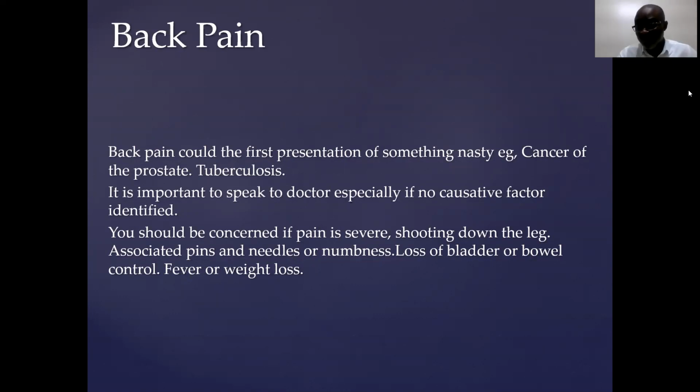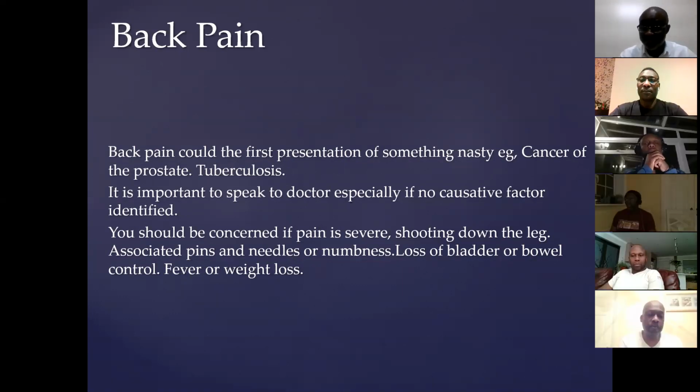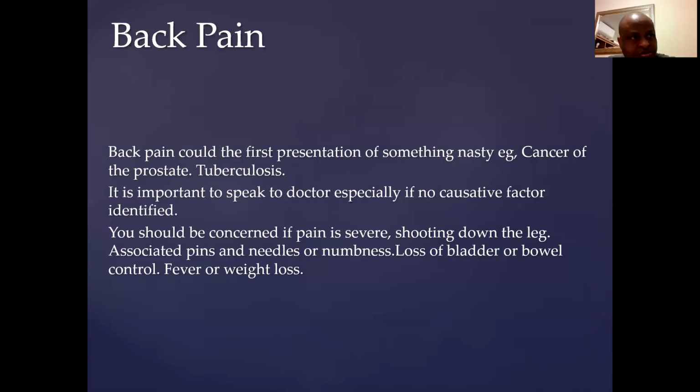Some of the alarm symptoms that we're worried about is severe pain in your back that is kind of disabling. You're not able to move around, not able to move your legs. You have radiation, it's shooting down to your legs. You're having pins and needles or numbness, loss of bladder or bowel control of the bowels. You have to call 999. That's what we call acute cord compression, which could happen.